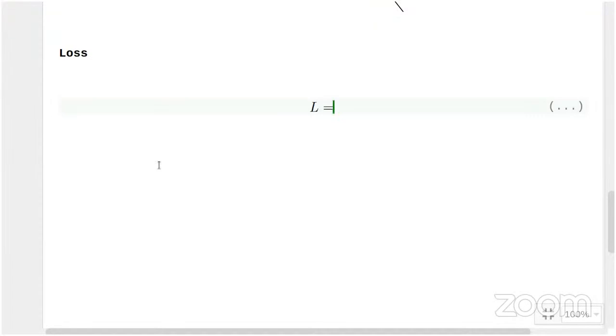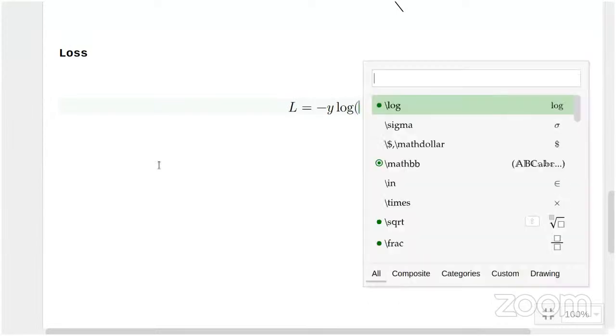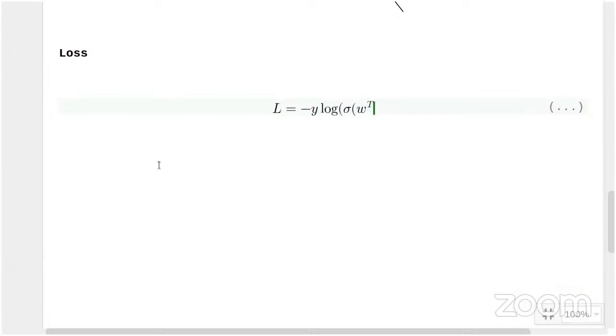It is minus of y, that is the actual label, and log of the predicted label. Let me call that y hat. Yeah, that is y hat. So let's just write it down completely. And then 1 minus the actual label, times log of 1 minus the predicted label. Sorry, yeah, you are right. And there will also be a minus, right? Yes.